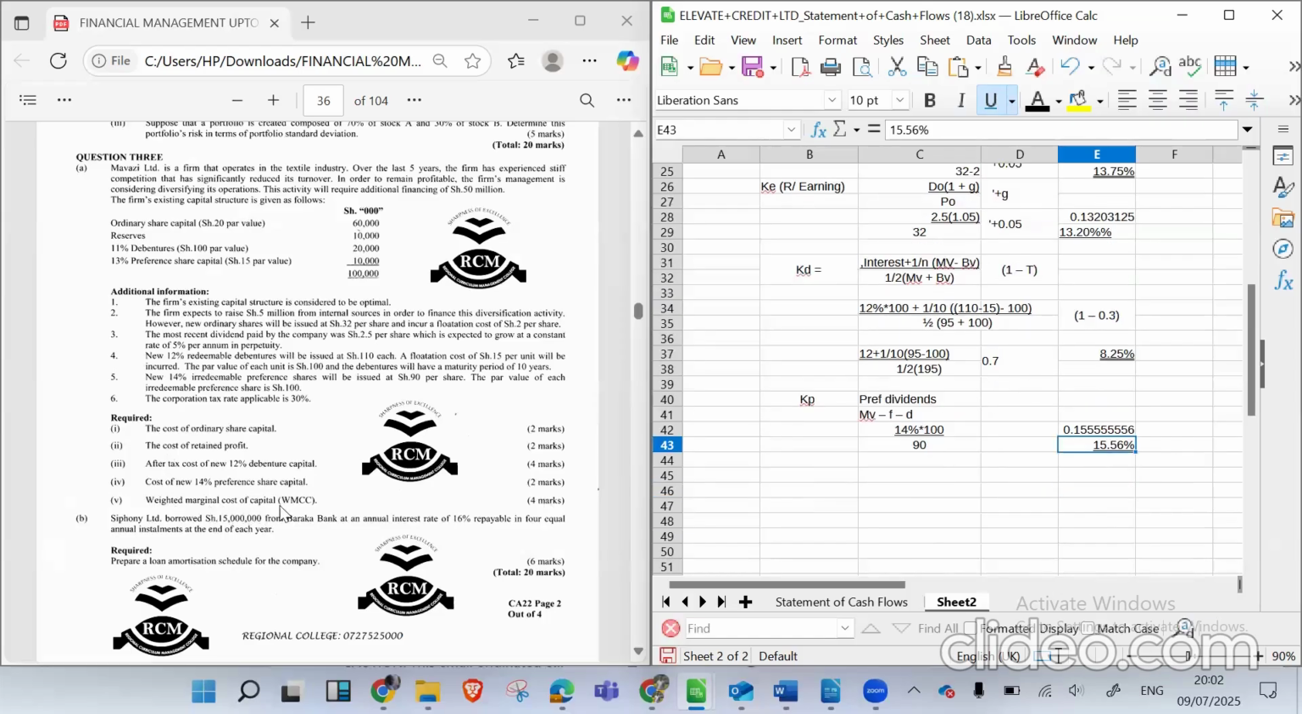Now they want us to get the weighted marginal cost of capital. Now, there is a challenge in this question in the sense that we know that WMCC is the weight of equity times cost of equity, plus weight of debt times cost of debt, plus weight of preference shares times cost of preference shares. In answering our part 5, let's first of all get the optimal capital structure.